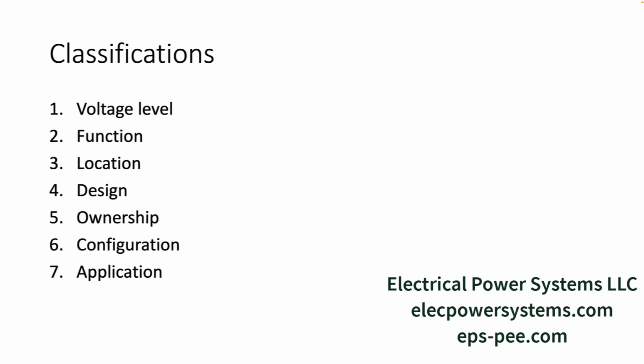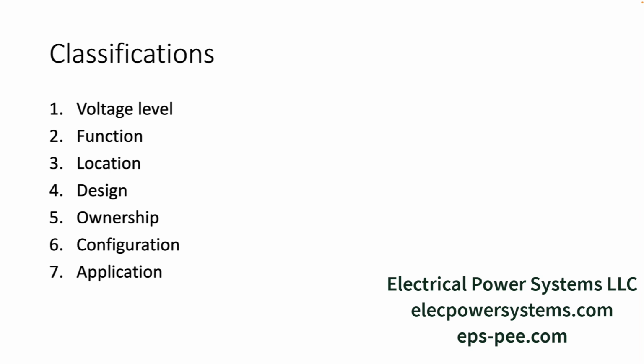Classification of substations based on voltage is one of the most common and useful ways to categorize them. Substations can be classified into the following categories based on the voltage levels they handle. Extra high voltage, EHV, substations. EHV substations are those that handle electrical power at voltage levels greater than 230 kV.